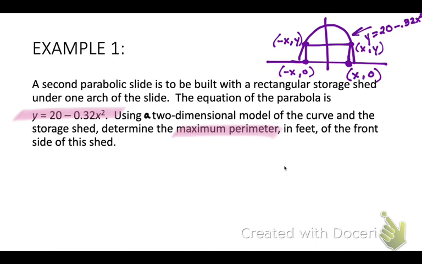Okay, so how do I find the perimeter of that rectangle? What is perimeter? Don't we just add up all the sides? Okay, so what's the length of this side? 2x. So doubling it would give me 4x. So my perimeter is 4x plus, what's the length of this side?